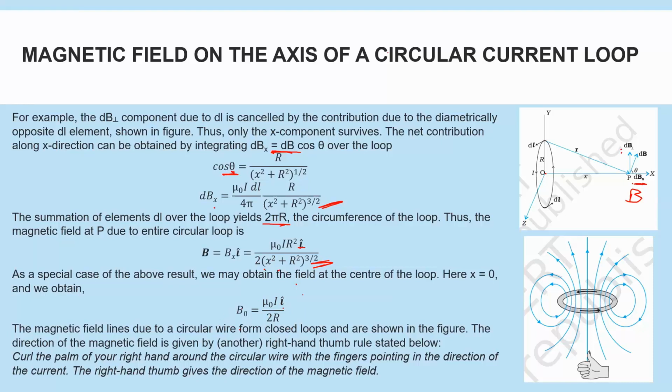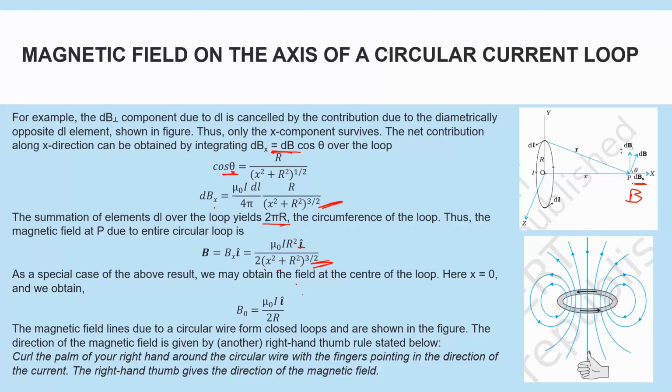Okay, so using this we can understand that the magnetic field lines due to a circular wire form closed loops, and this can be seen in this figure. So this is your loop, and you can see that there are loops forming over here. These all are closed loops, and they are moving away from the center of the loop.